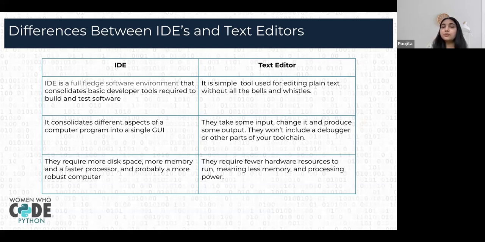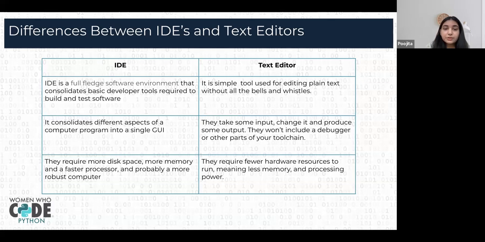Okay, let's talk about a few differences between IDEs and text editors. Let's start with IDE. As I told you earlier, an IDE is a full-fledged software environment that consolidates all the basic developer tools required to build and test the software. On the other hand, a text editor is just a simple tool where you will write your code and it will just compile it or interpret it and provide you with an output.